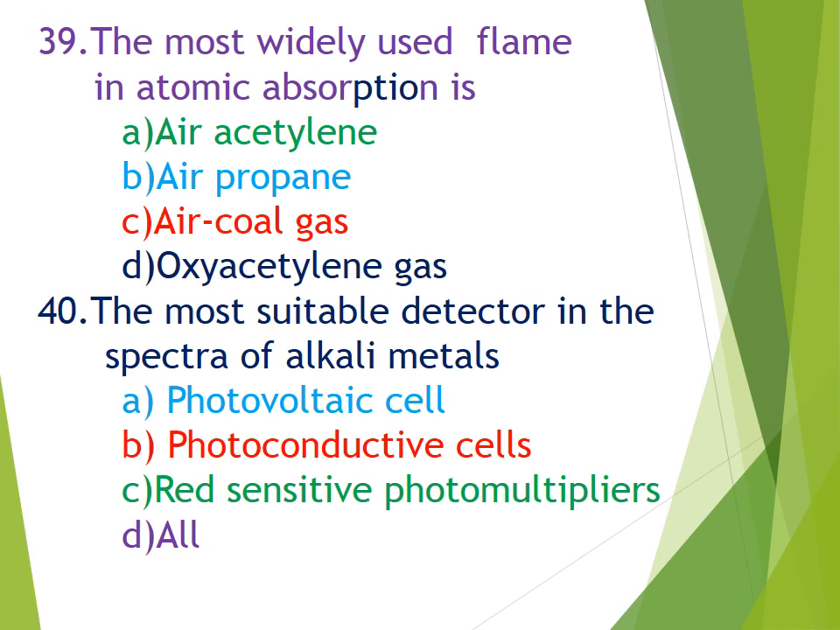Question number 39. The most widely used flame in atomic absorption: A. Air acetylene, B. Air propane, C. Air coal gas, D. Oxyacetylene gas. The correct option is A, air acetylene. 40. The most suitable detector in the spectra of alkali metals. The correct answer is red sensitivity photomultiplier.